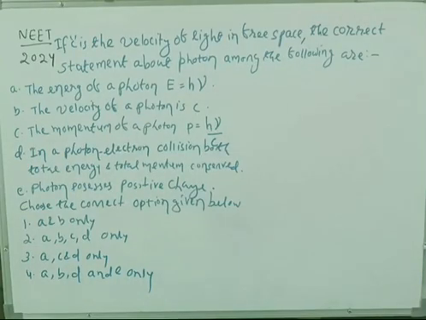Students, this question was asked in NEET 2024 from the chapter Dual Nature of Matter and Radiation. If c is the velocity of light in free space, the correct statements about photon among the following are: the energy of a photon E is equal to h nu, the velocity of a photon is c, the momentum of a photon P is equal to h nu by c. In a photon-electron collision, both total energy and total momentum are conserved. Photon possesses positive charge. Choose the correct option given below.